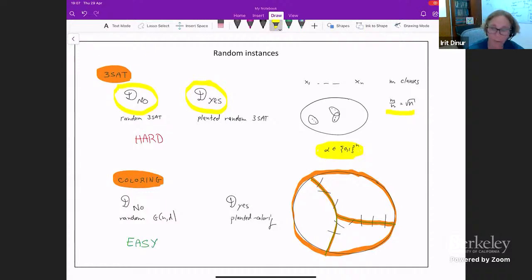So now I select the clauses, and every time I select a clause, I select the triple of variables, but I also need to select a literal pattern. Which of the 8 assignments is going to be disallowed? I'm going to make sure that alpha is not disallowed. So whatever alpha says there will be okay. Thanks.